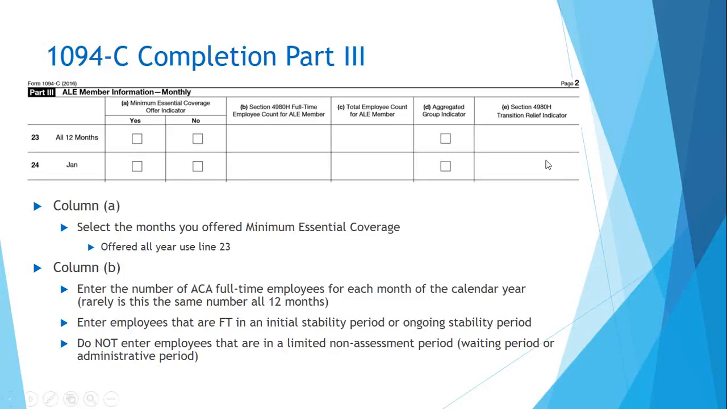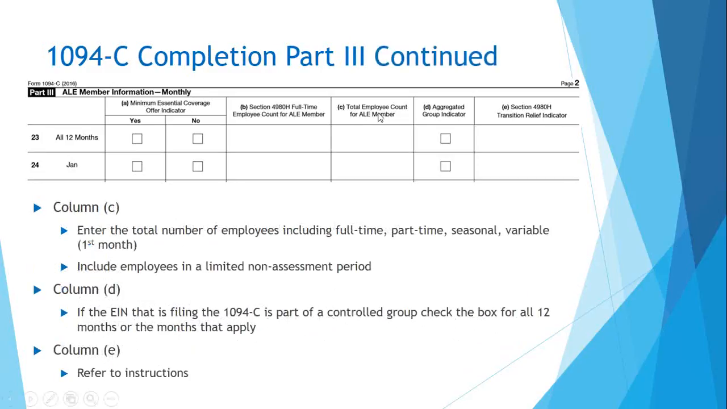If an employee maybe worked over 130 hours in a specific month, but they're in an initial measurement period, they still don't go in column B because they're considered as part of a limited non-assessment period because they're in their initial measurement period. Column C is the total employee count.